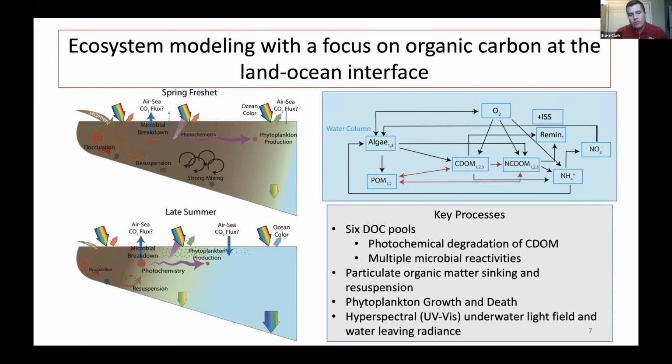So on the left, I'm showing two schematics with the spring freshet in the upper panel, and then the late summer in the lower panel, and the dominant processes that we're representing. And it's sort of summarized on the right. And we do include a full sediment flux and diagenesis model as well. Importantly, we have 6 DOC pools, and we include photochemical degradation of CDOM, and we have hyperspectral light attenuation and water leaving gradients, phytoplankton growth and death, of course, and particulate organic matter sinking and resuspension.